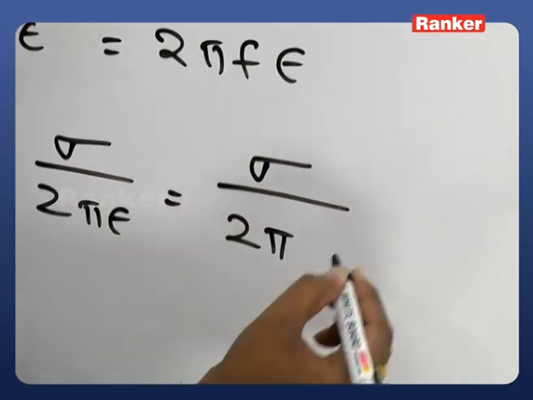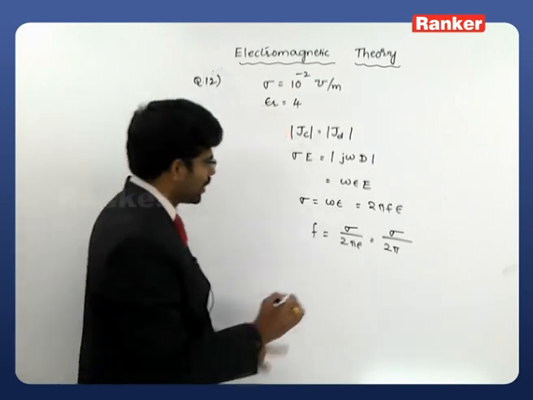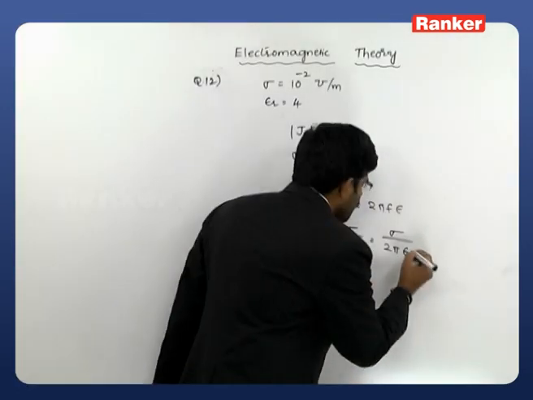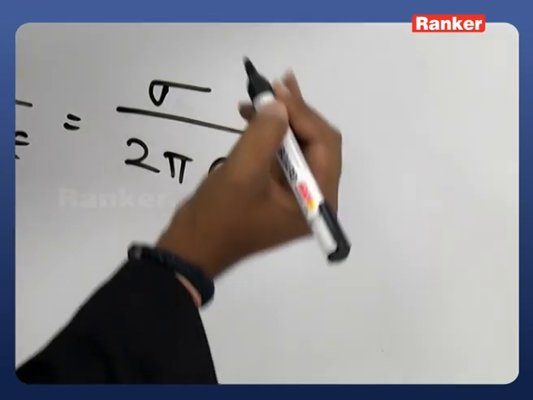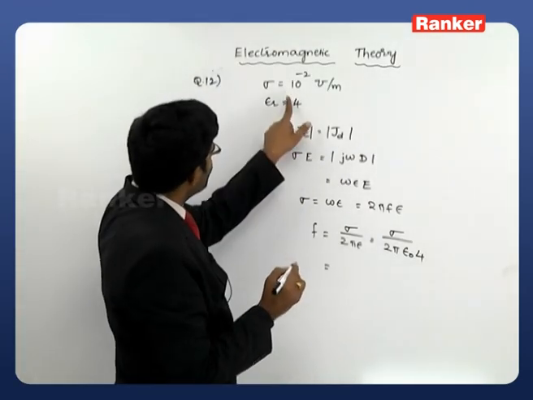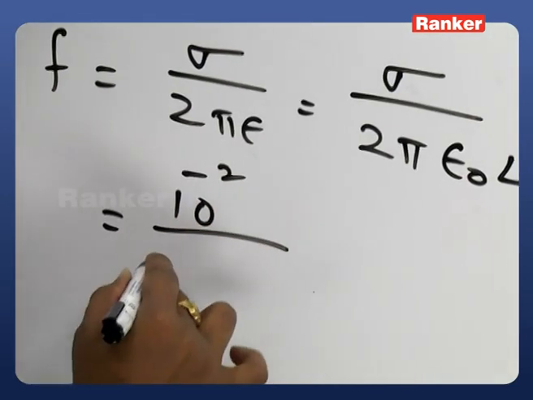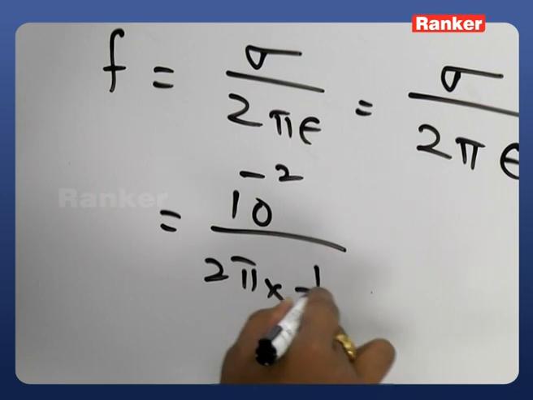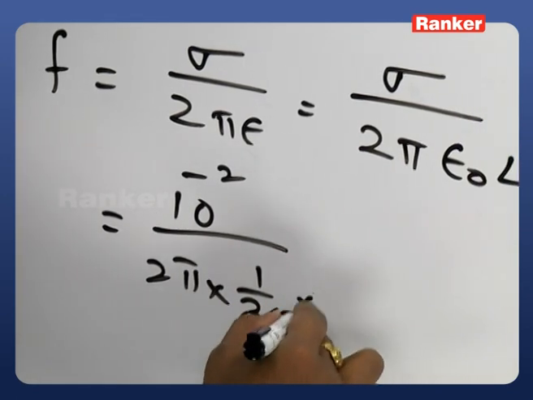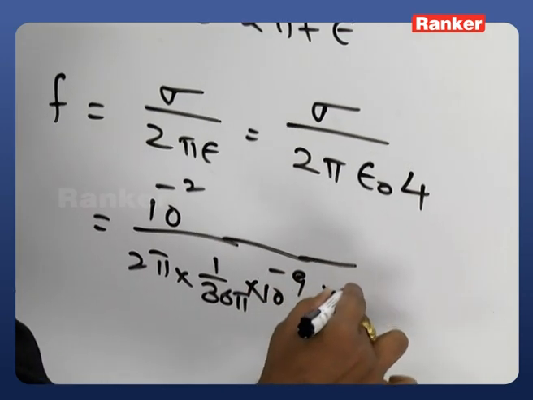divided by 2 pi. Epsilon can be written as epsilon naught epsilon r. So 2 pi epsilon naught epsilon r is 4, that is what I am writing. So f is equal to, instead of sigma, what am I writing? 10 power minus 2, divided by 2 pi into 1 by 36 pi into 10 power minus 9 multiplied with 4.